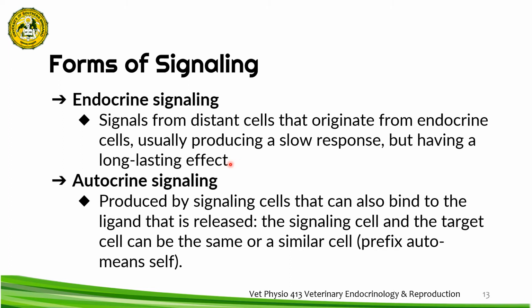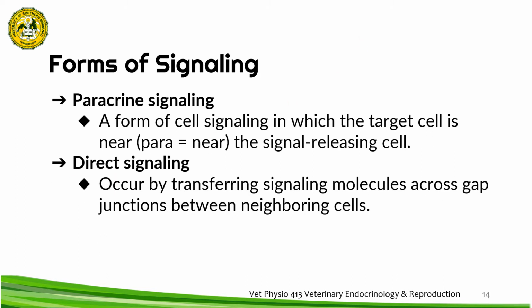We also have autocrine signaling. This is produced by signaling cells that can also bind to the ligand that is released. The signaling cell and the target cell can be the same or a similar cell. This comes from the prefix auto, meaning self. Another type of signaling is paracrine. This is a form of cell signaling in which the target cell is near the signal releasing cell.